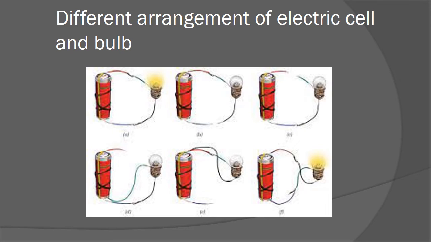These are the different arrangements of electric cell and bulb. In pictures A and F, only the bulb will glow as it is connected to the complete path. The wires are connected to the terminals of the cell and bulb to form a closed loop where the electricity flows. In cases B and C, the wires are not connected properly, so the circuit is open. Whereas in cases D and E, the wires are connected to the same terminal of the electric cell. That's why they do not glow.